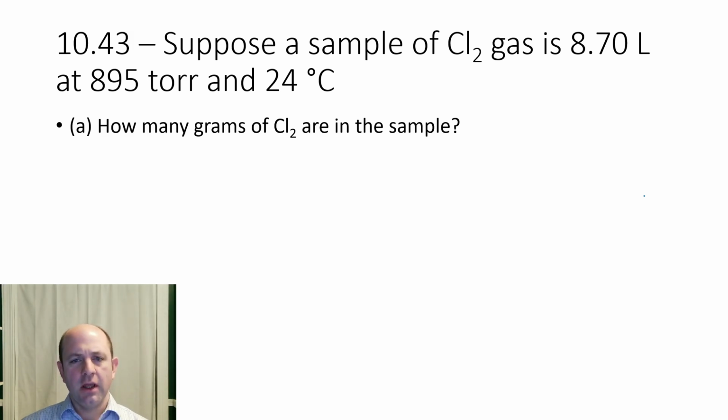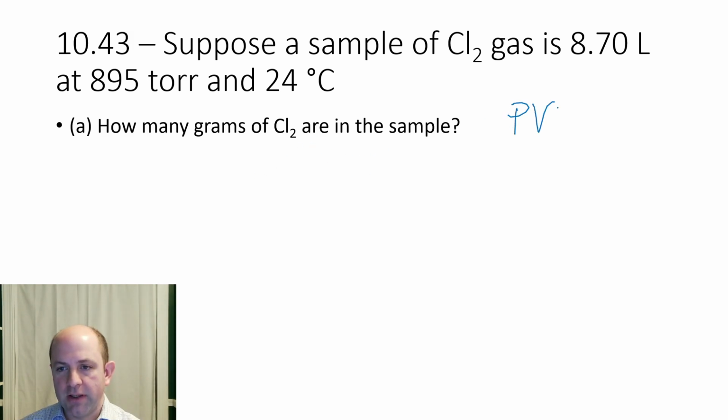So the first one is from 10.43 in the book. It says, suppose a sample of chlorine gas is 8.70 liters at 895 torr and 24 degrees Celsius, and they want to know how many grams of chlorine are in the sample. Well, our clue here is that it's not a before and after question. They're not saying that some change is happening. They're saying at this moment in time, we want to know something about the gas, and that's a clue that we're going to use the ideal gas law.